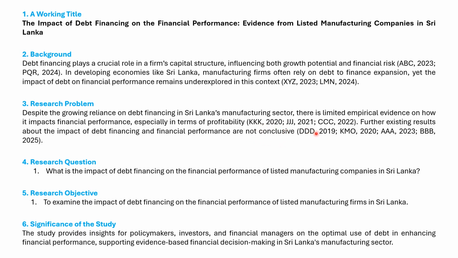And it says, further, existing results about the impact of debt financing and financial performance are not conclusive, which means here you can see other references have been indicated, example references. Please consider these three letters as names of the authors. Again, I'm saying further, the existing results about the impact of debt financing and financial performance are not conclusive, which means that some of these authors have said that there is a positive impact between these two. Some authors said that there's a negative impact between these two.